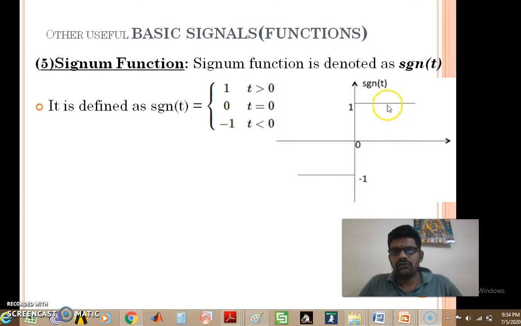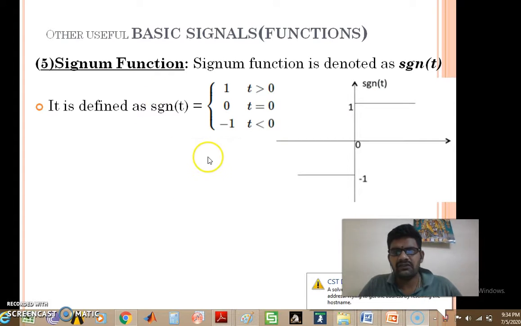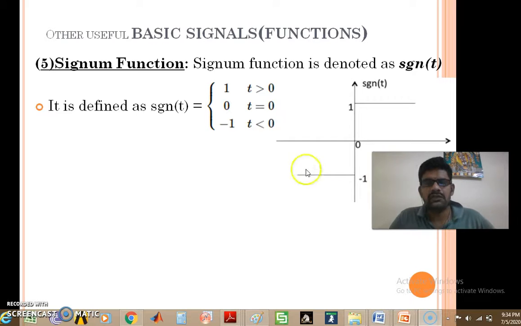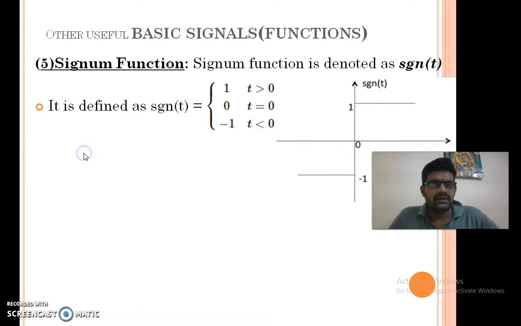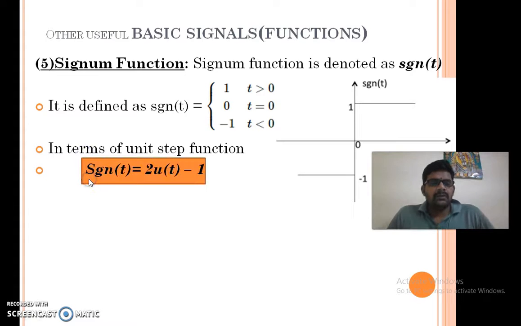So for positive values of t, it is +1. For negative values of t, it is -1. This is the SGN of t function, which is a basic function that is used in the analysis of the sign of the signal. And in terms of the step function, it is defined as SGN of t equal to 2u of t minus 1. So you can solve this by using simple mathematics once you know the operations on the amplitudes. That will be discussed in the next conversations.